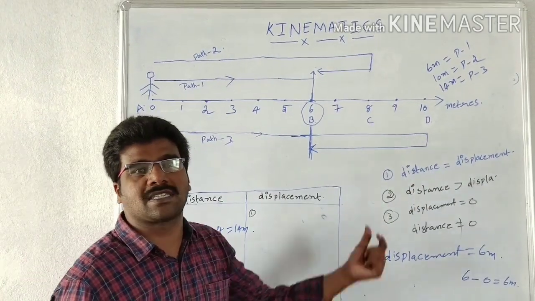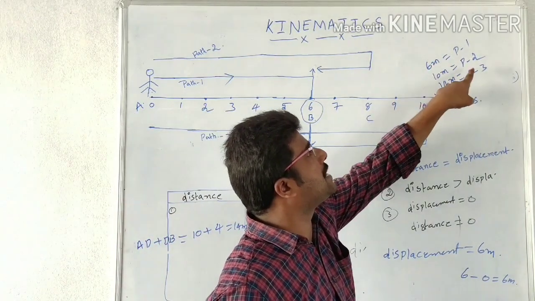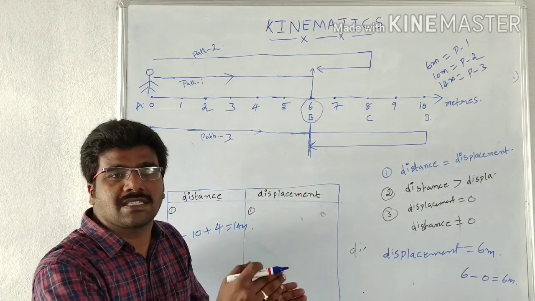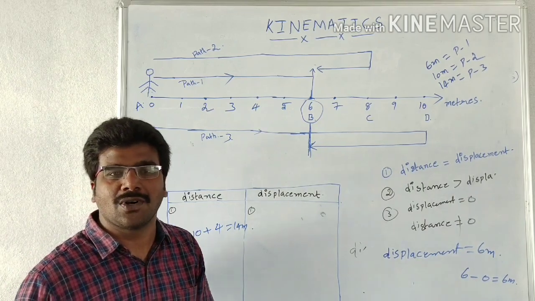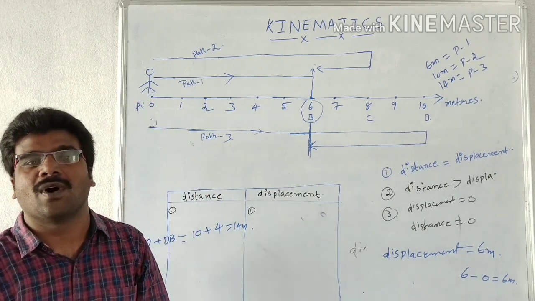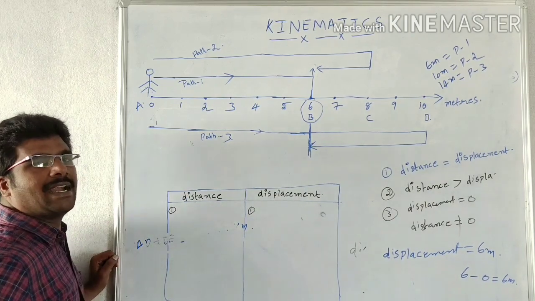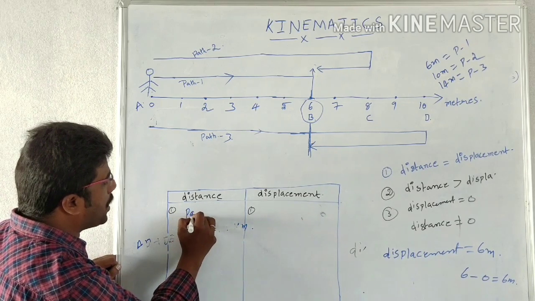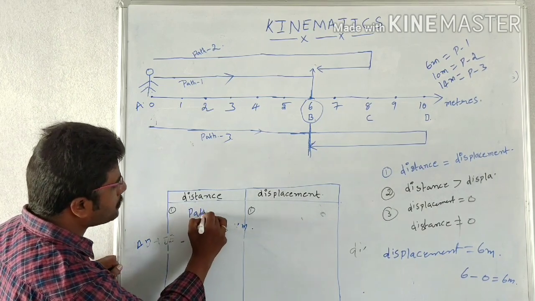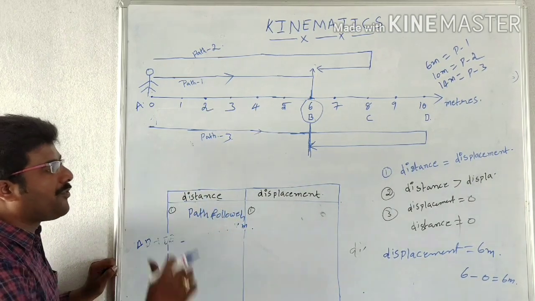In all these three paths, the displacement is 6 meters, but the distance in path 1 is 6 meters, in path 2 it is 10 meters, in path 3 it is 14 meters. From this, what do you understand? From this problem, we are going to know one important concept. Distance depends upon the path followed.